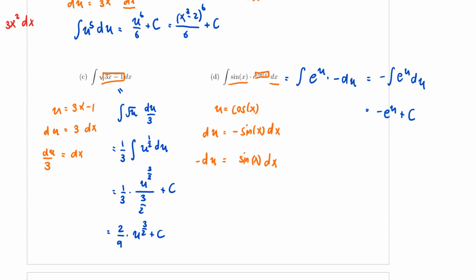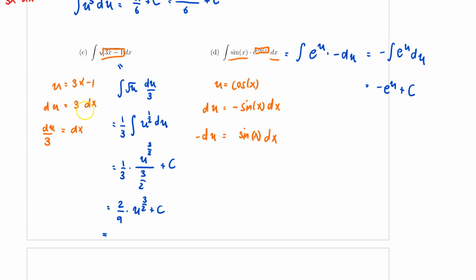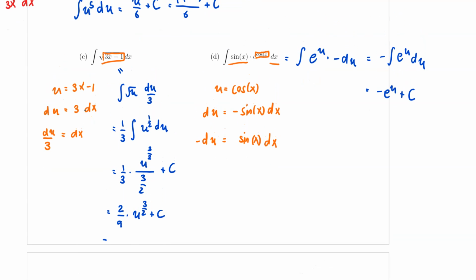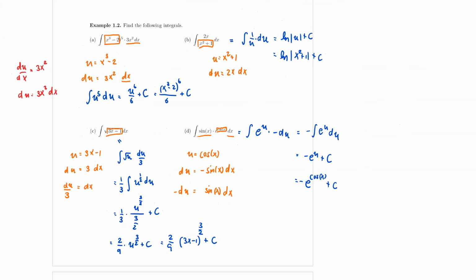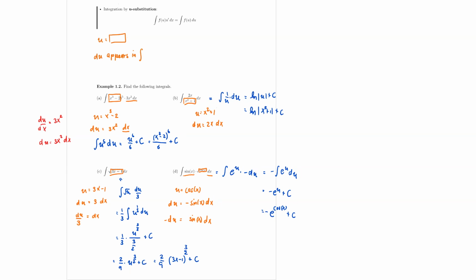And I can substitute x back in. So by the way, I forgot to do that for part C, so let me do that now. My u is 3x minus 1. So this is going to be 2/9 times u, which is 3x minus 1, raised to the 3/2 power, and then plus c. And also for part D, this is going to be negative e to the u, which is cosine of x. Negative e to the cosine of x plus c. So this is the integration by u substitution.